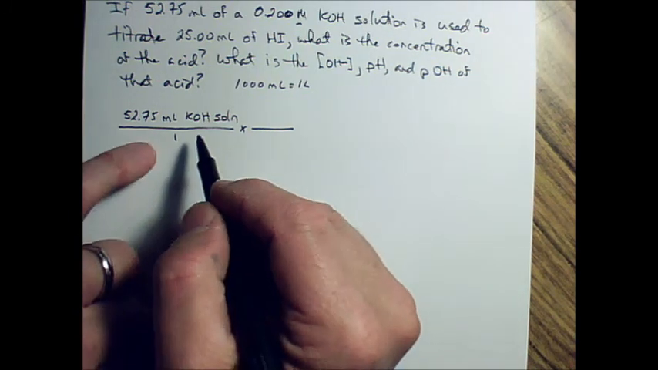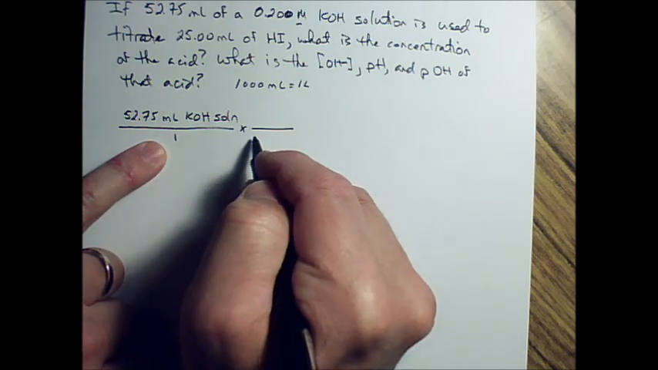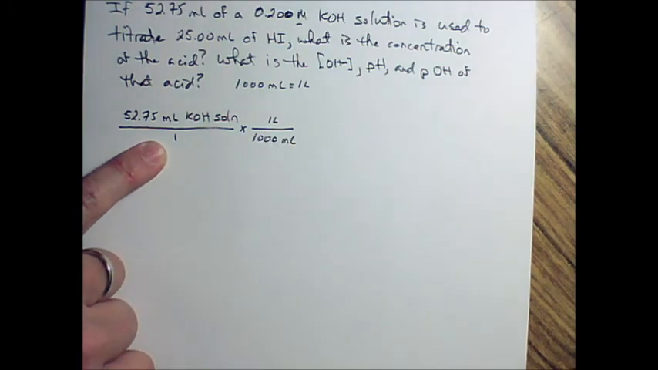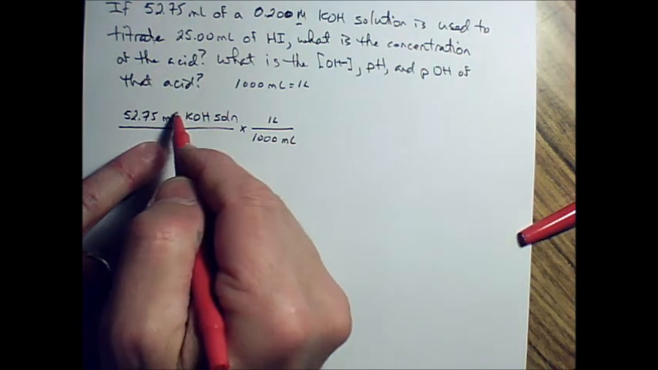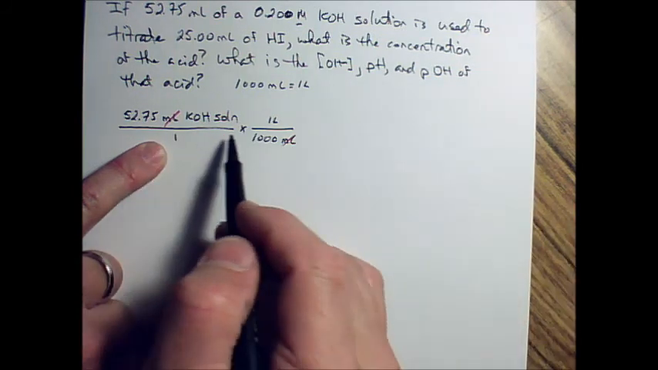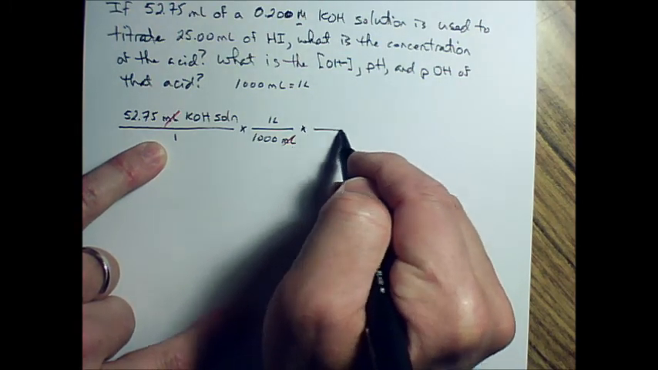Okay? All right, so we've got that many milliliters of KOH solution. We're going to convert it to liters by doing 1,000 milliliters on the bottom and 1 liter on the top. By doing that, we can cancel milliliters, and we have our solution in liters. Okay? So now we're going to take that concentration.